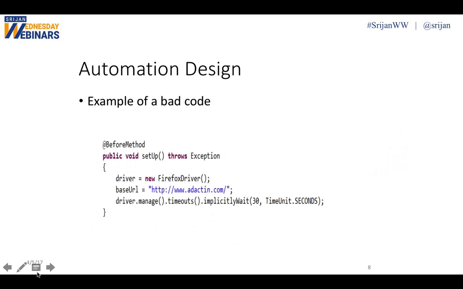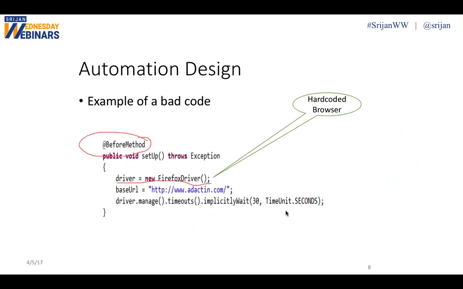So this is a before method. It will run before the test method, and then it says driver equal to new Firefox driver, meaning I'm launching the Firefox driver. I'm giving a URL, and then I'm saying, okay, wait for this URL. So what are the problems here? First of all, it has a hard-coded browser. Now let's say I want to run the test case for another browser, let's say Safari or Chrome or Opera.